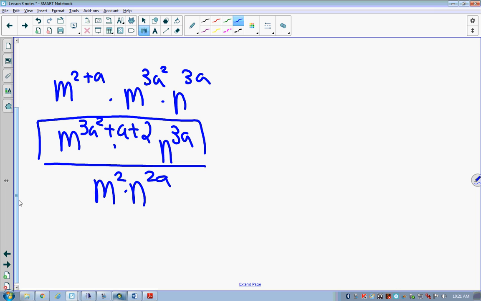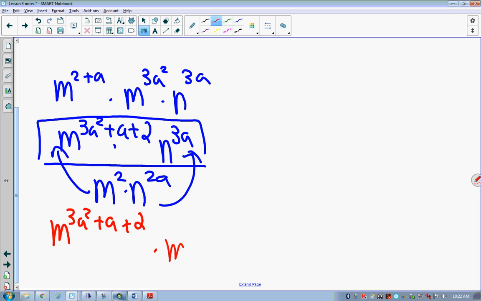Do I want to pull the numerator m down, or do I want to lift the denominator m up? Denominator m up, I hear. And what about the n to the 2a? Do I want to bring the lower one up or the upper one down? Lower one up. So let's see what that looks like whenever we do that. Let's pick a different color so we can see the difference here. We got m to the 3a squared plus a plus 2 times m to the what? Whenever I bring this up, what does it become? Negative 2. Now, before I move on, let's talk about that.